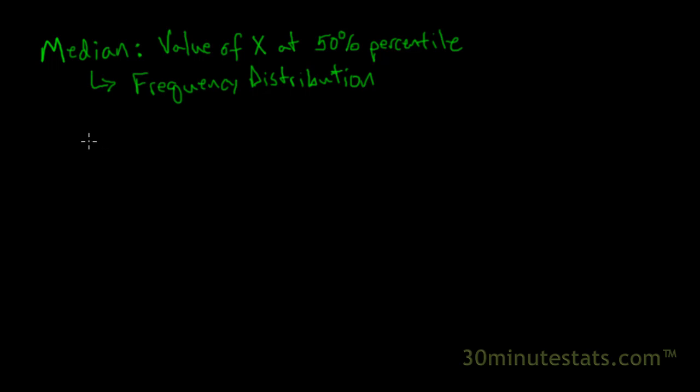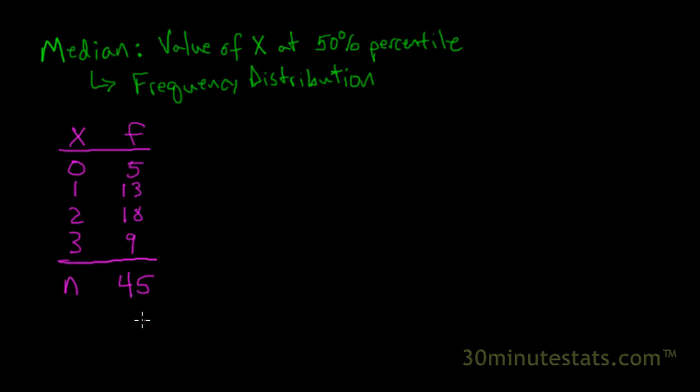We'll say this is variable x, and we've got a frequency distribution. X has values of 0, 1, 2, and 3. And we'll say that the frequency distribution looks like this. So there are 5 zeros, 13 ones, 18 twos, and 9 threes. Okay, and then that gives us a total sample size of 5 and 13 is 18, plus 18 is 36, and 9 is 45. And so this is what our frequency distribution looks like.